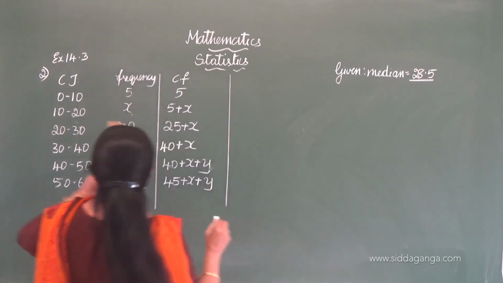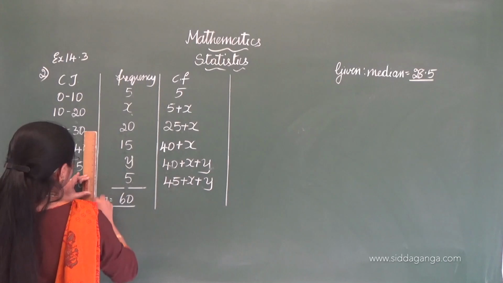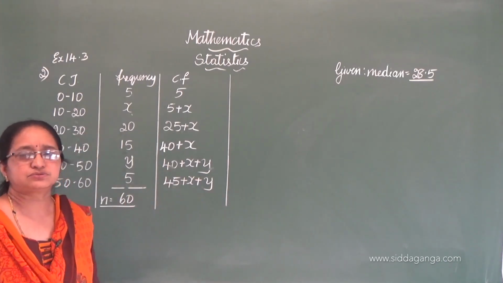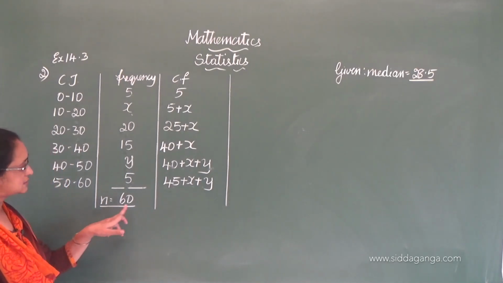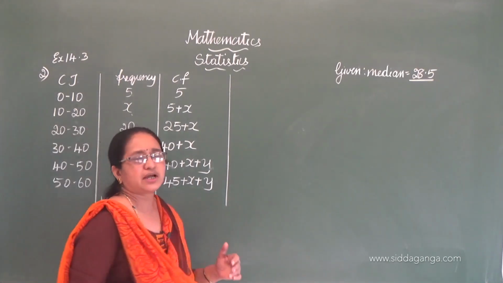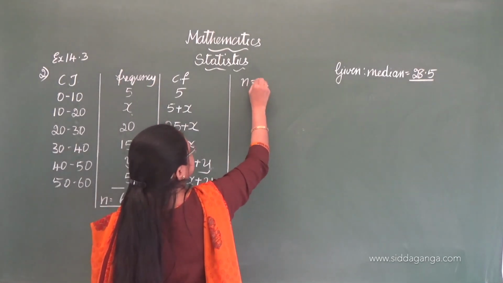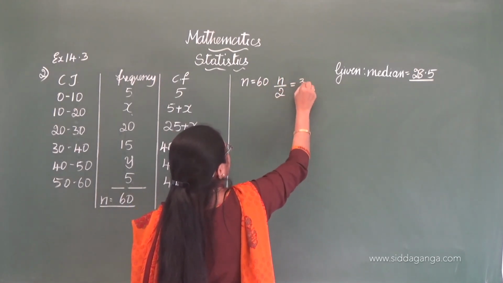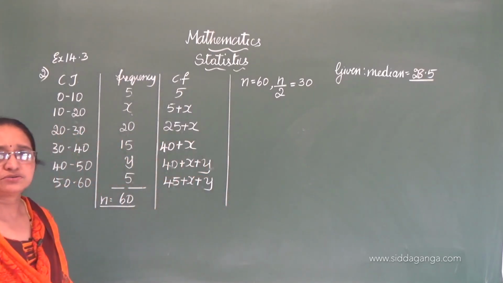Now with this data I have to find out the unknown frequencies with the known data. So what is known data now? One is you have n is equal to 60. So as usual how you used to proceed, the same way, n is equal to 60, therefore n by 2 will be 30, correct? N by 2 is 30.